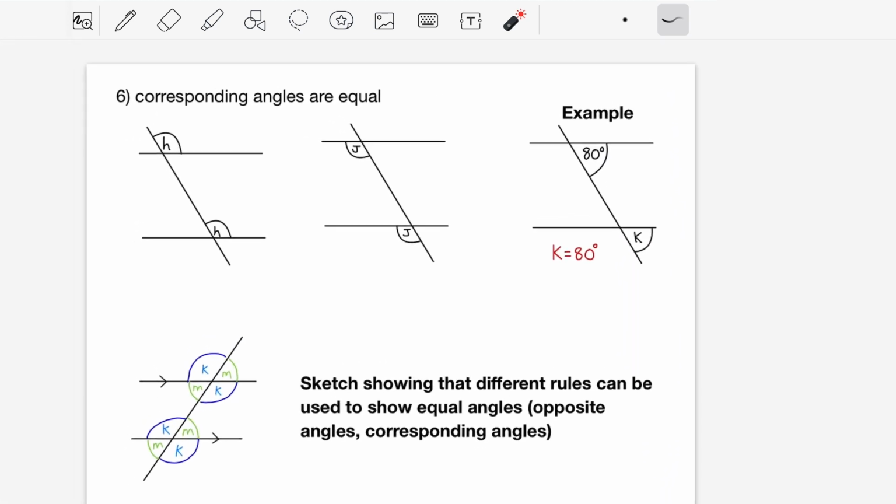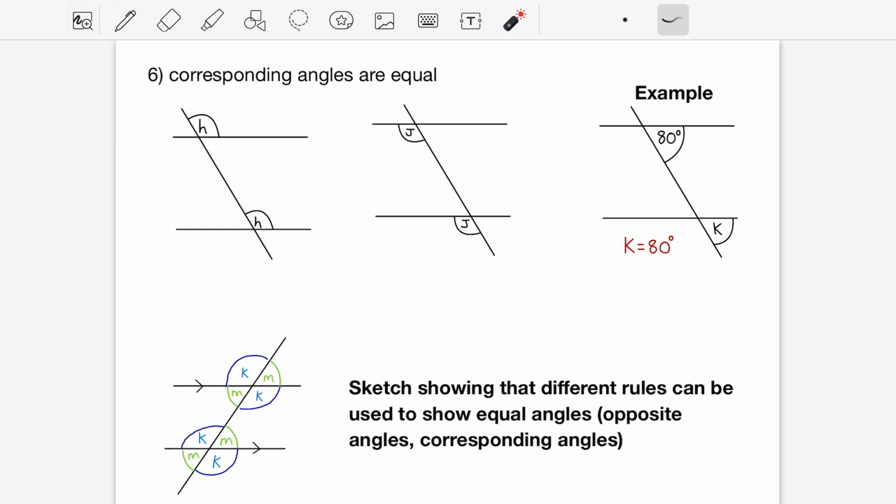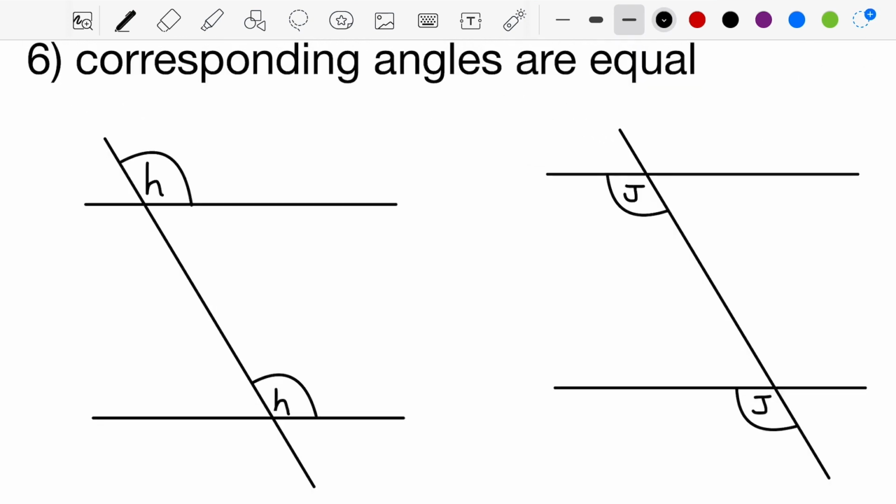And then we have this last rule, corresponding angles are equal. So again, these lines must be parallel.